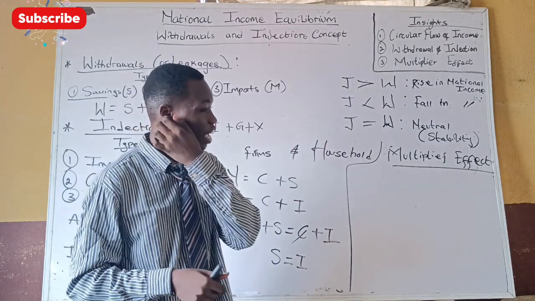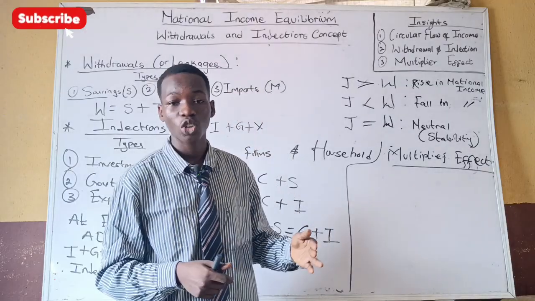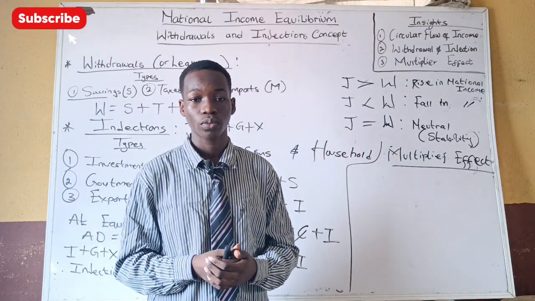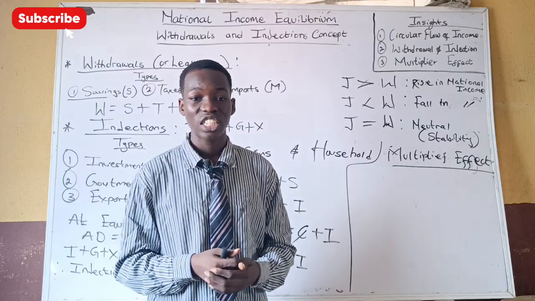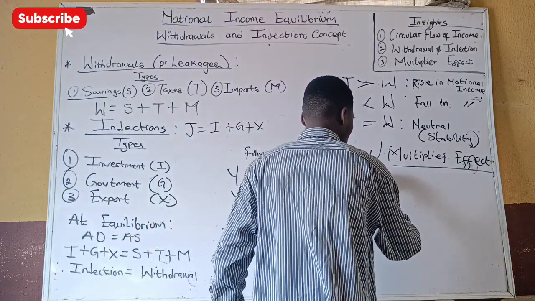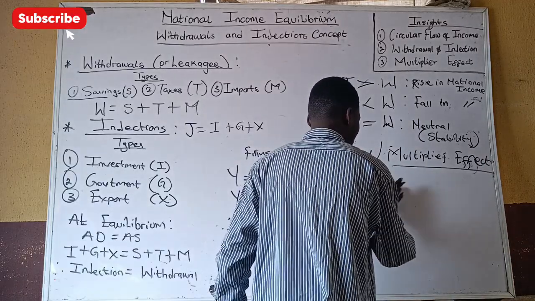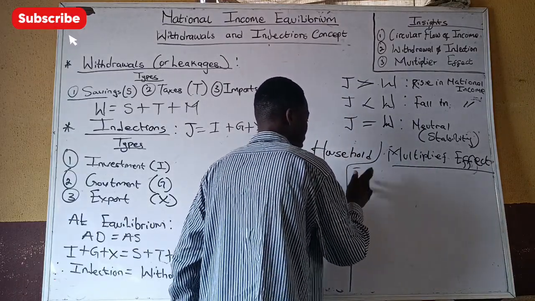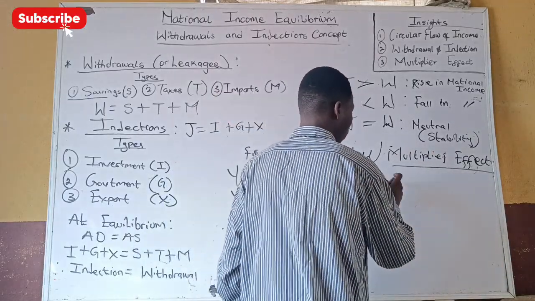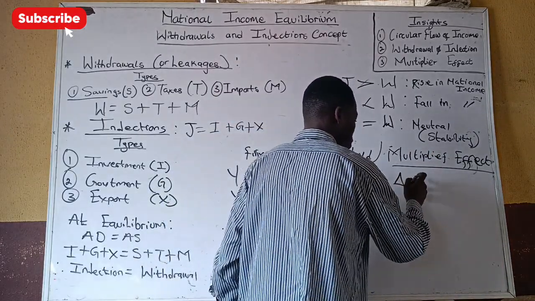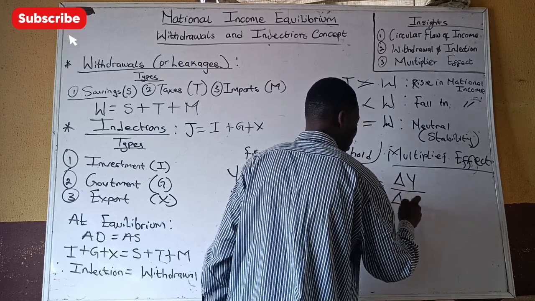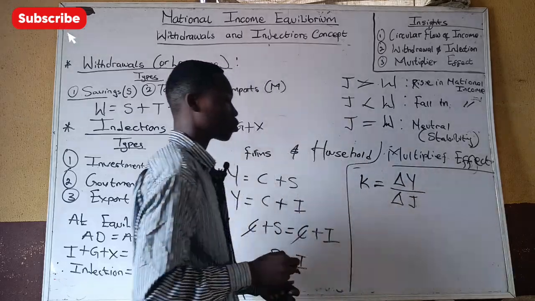So when we're talking about multiplier effect, this simply means the ratio of change in national income to what? Change in injection. So this is what I mean. The multiplier is represented by K. So let's just write K. Multiplier is represented by K, and this is what I mean: change in your income, let's write Y as our income, over change in injection.